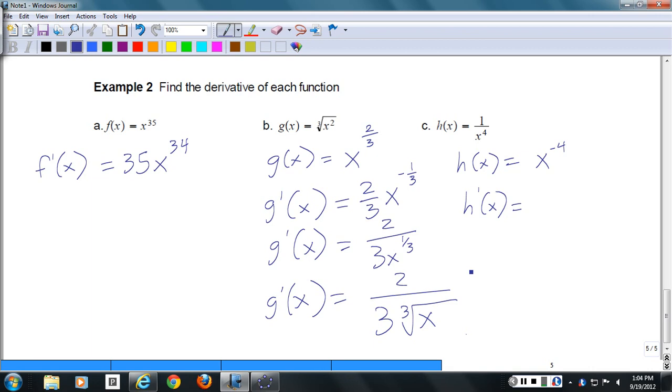So h prime of x, negative 4 x to the negative 5th. Usually it's a good rule of thumb not to leave any negative exponents in the final answer. But since the original didn't have any negative exponents, it was written as a fraction, probably a good way to go for this one. So negative 4 over x to the 5th.